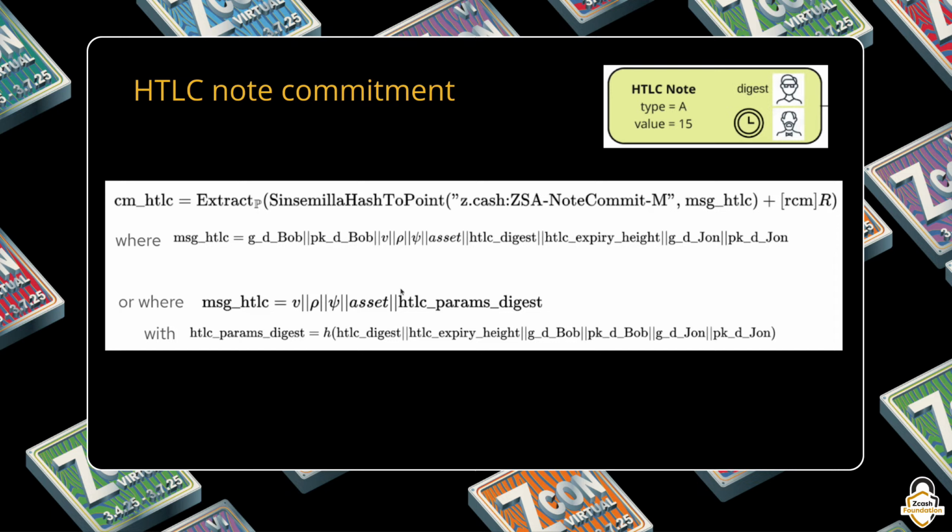If we use the second option, we will have to reveal all HTLC parameters publicly: the digest, the expiry block, and Bob and John public addresses. But the cost in the proof will be smaller. We'll have a proof which has a similar cost to the current ZSA proof, so we'll not increase the size of the circuit. So it is just a trade-off between privacy and efficiency.